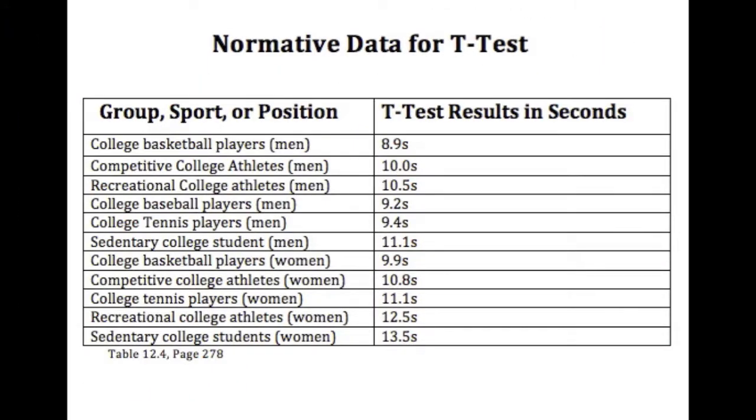This is the normative data present within the Essentials of Strength and Conditioning 3rd edition's handbook. This normative data takes into consideration the activity or sport, and the t-test results in seconds for the average participant.